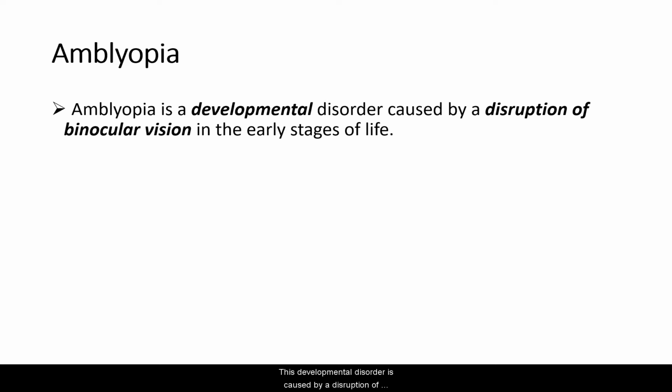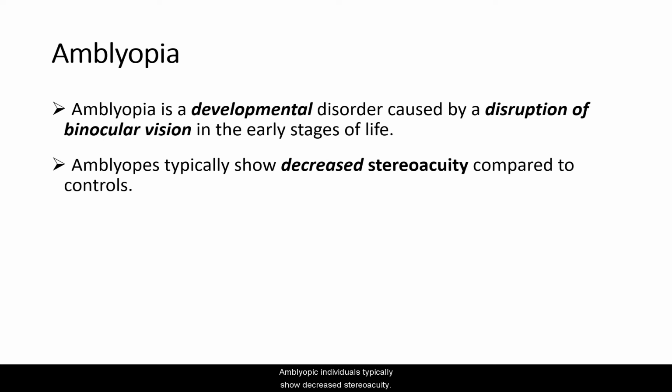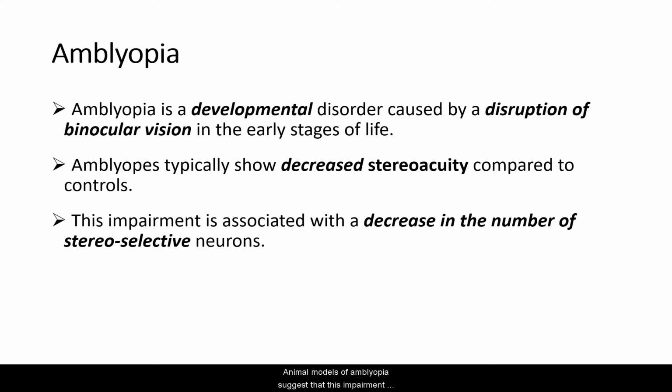As you may know, amblyopia is the number one cause of vision loss in children and young adults. This developmental disorder is caused by a disruption of binocular vision in the early stages of life. Amblyopic individuals typically show decreased stereoacuity. Animal models of amblyopia suggest that this impairment is associated with a decrease in the number of stereoselective neurons.